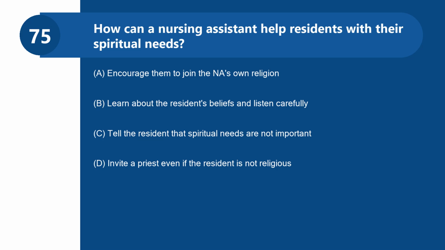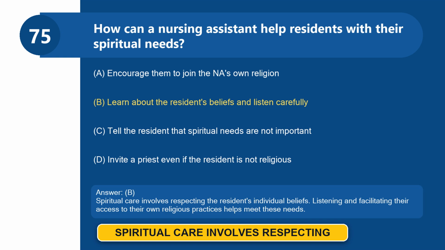Question 75. How can a nursing assistant help residents with their spiritual needs? Option A, encourage them to join the CNA's own religion. Option B, learn about the resident's beliefs and listen carefully. Option C, tell the resident that spiritual needs are not important. Option D, invite a priest even if the resident is not religious. The correct answer is option B, learn about the resident's beliefs and listen carefully.